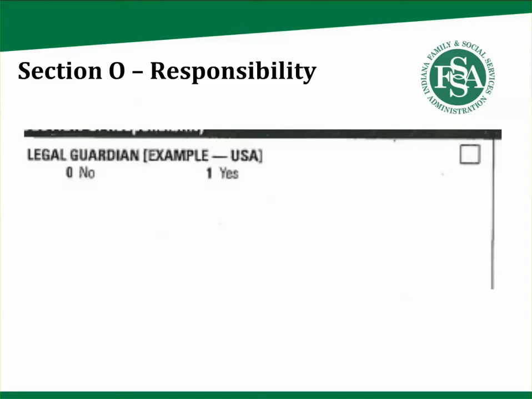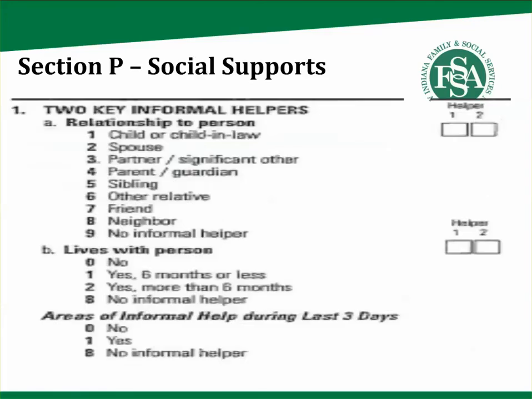Section O looks at responsibility, and there's just one item here. It's looking at whether the person has a legal guardian, and we want to determine if it's a court-appointed representative, someone who's legally responsible for the person you are assessing. If you have that information, you would just put yes, and then you can add that somewhere for future use.